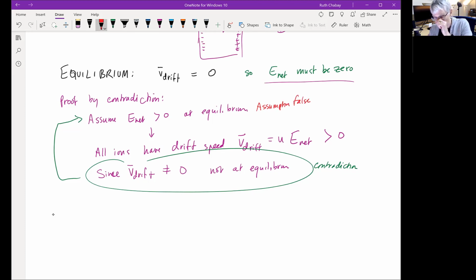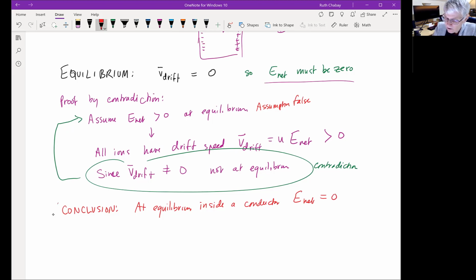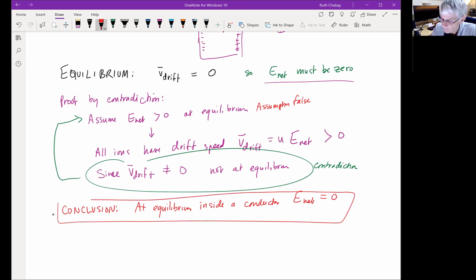Which must mean that the net electric field, so we conclude, conclusion: at equilibrium inside a conductor, the net electric field must be 0.